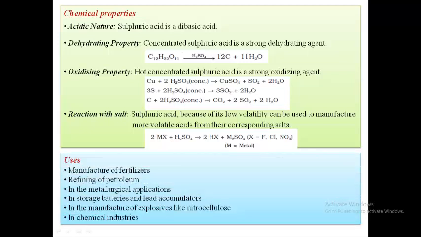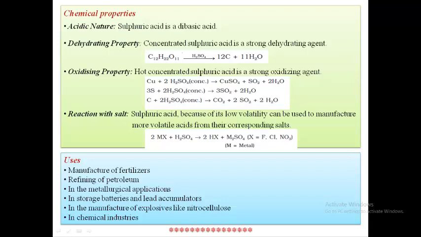Uses of sulfuric acid: it is used in the manufacture of fertilizers, refining of petroleum, in the metallurgical applications, in storage batteries and lead accumulators, in the manufacture of explosives like nitrocellulose, and also in chemical industries.